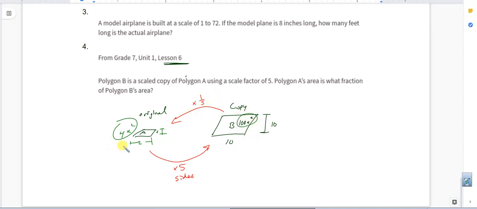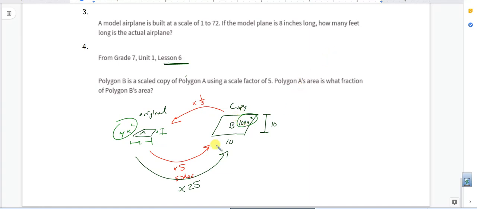It's not a fifth of the size, right? Because area doesn't scale the same way as the size of the figure does. We notice that whenever we scale area, it gets scaled by the square of the scale factor. So if the scale factor is 5, then they're going to crank that area up by 25. And that makes sense. 4 times 25 is 100.